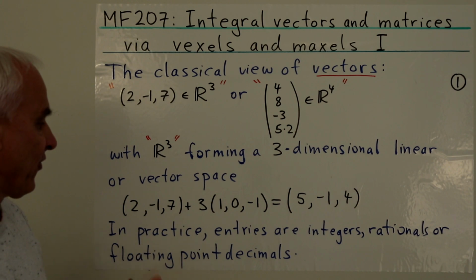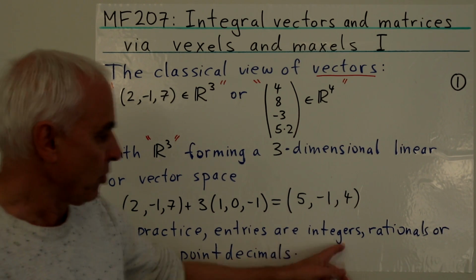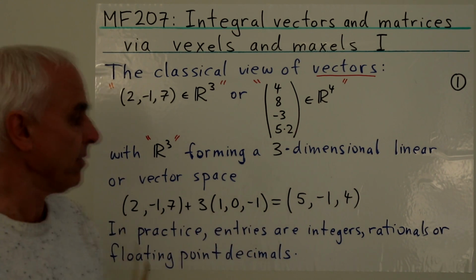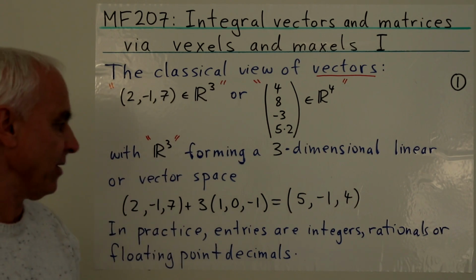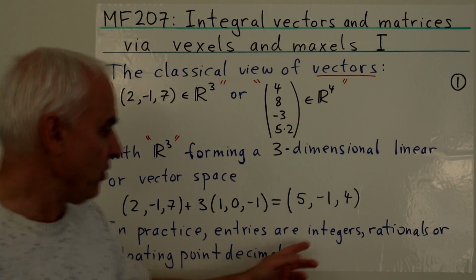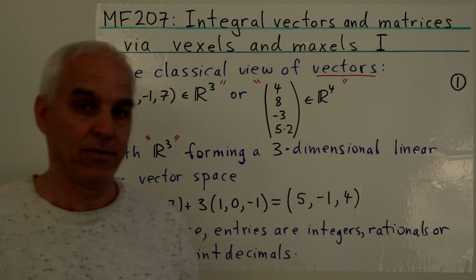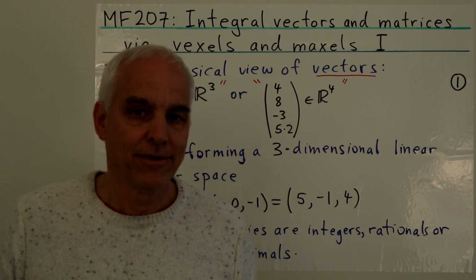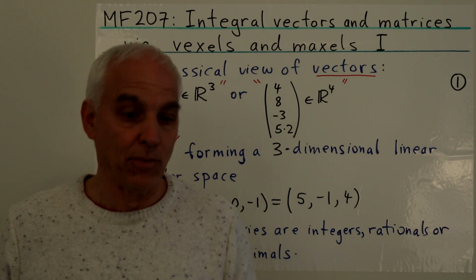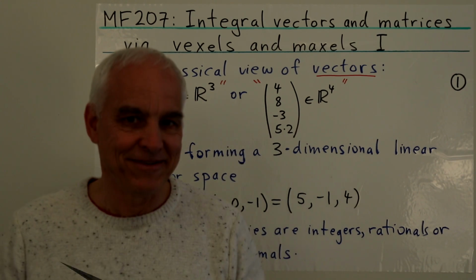Okay, and for us, we're going to be just working over the integers. That's our aim. In fact, in practice, when you do linear algebra in reality, you always really only work over the integers, rationals, or with floating point decimals. That's just the way the world is. That's the real world. The real world does not use real numbers.